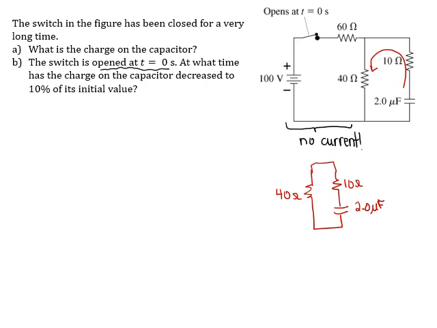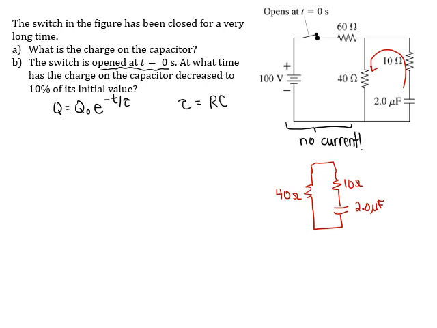All right, so now let's get into the question. At what time has the charge on the capacitor decreased to 10% of its original value? Let's start with the equation for charge on a discharging capacitor. Q equals Q0 e to the minus t over tau. Tau is our time constant equal to R times C. That's where our new circuit is going to be important.